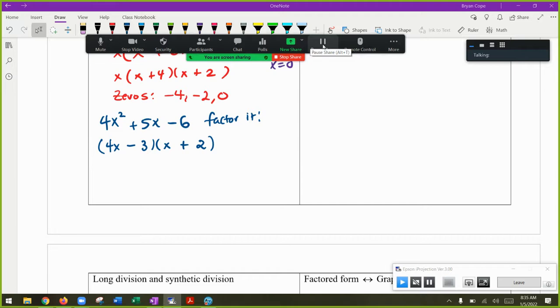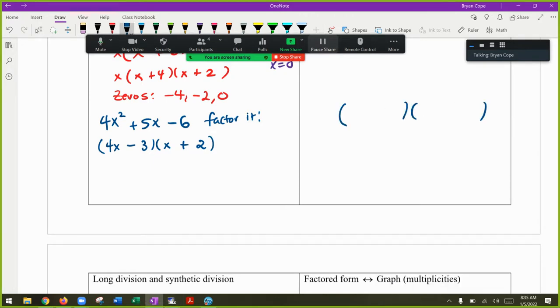Is there another? No. Here, tell me what you think it is. And I'll show you how you can check yourself. 2x minus 2 and then 2x. Okay, watch. The inner terms are negative 4x. The outer terms are 6x. Those don't add to 5x, right? You can always check your factoring by just doing that multiplication.